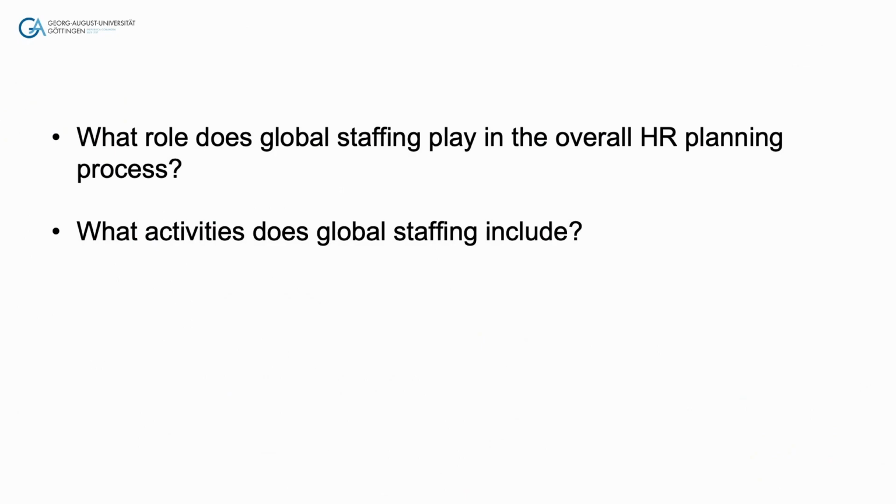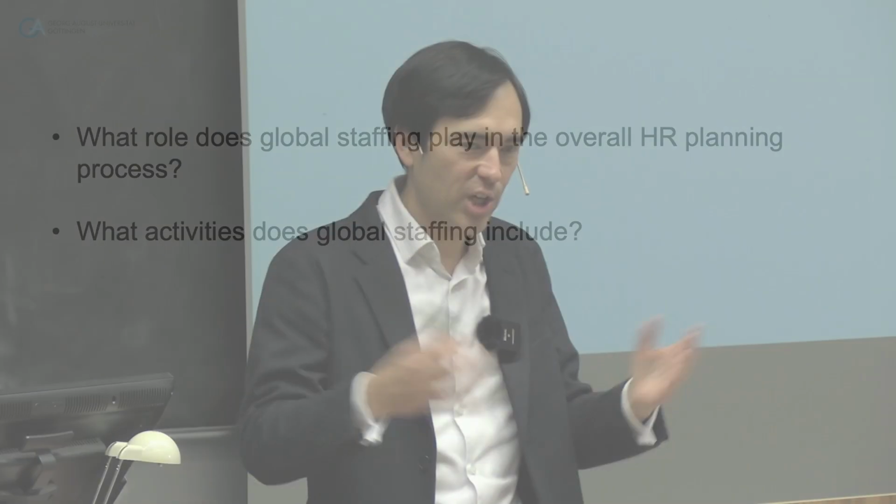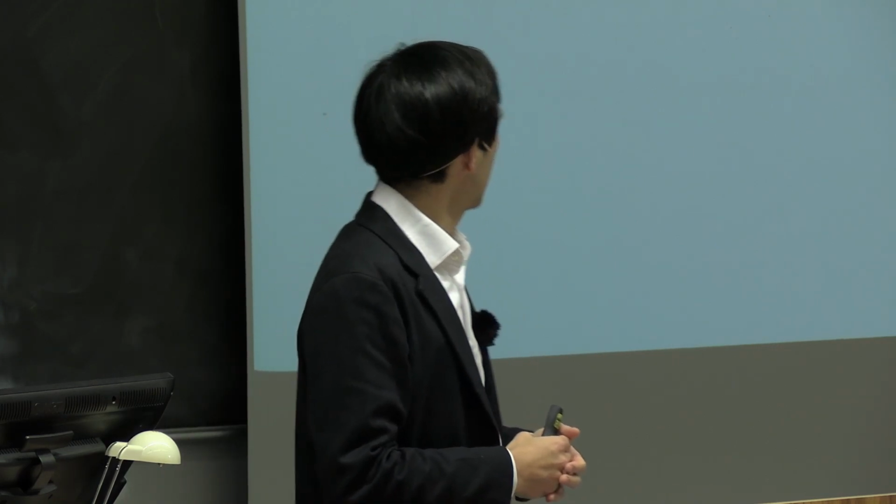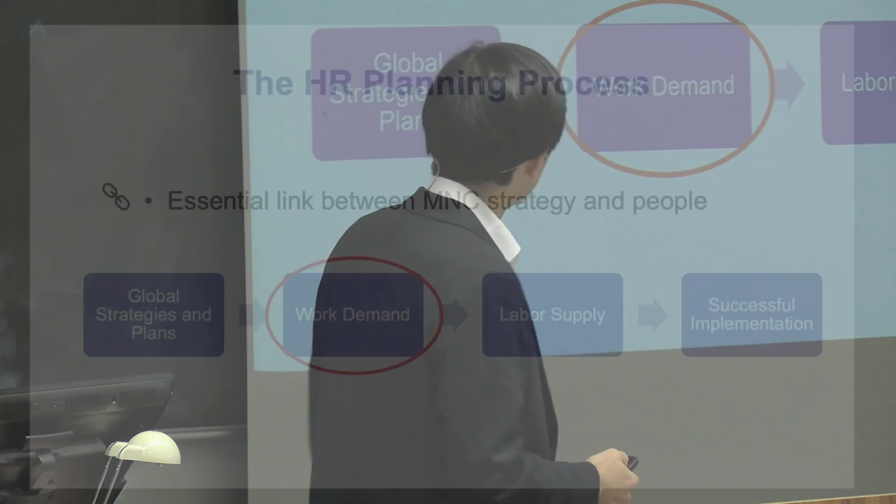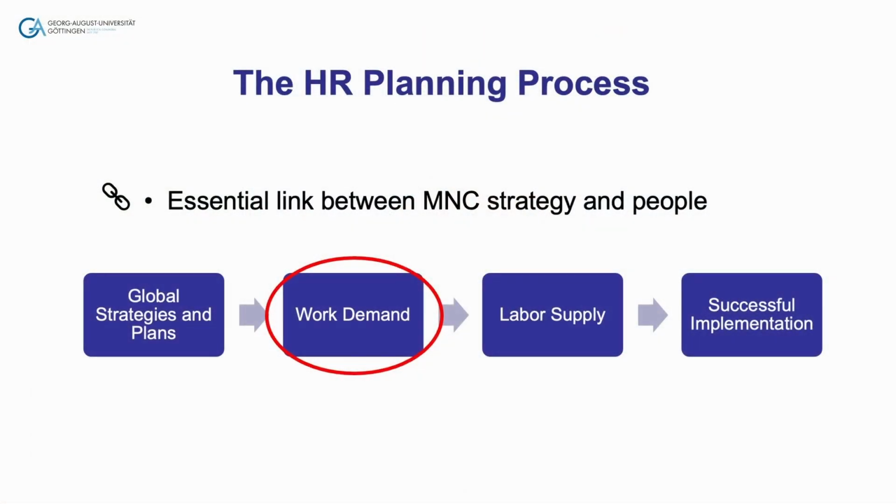Starting with the first one, just to give you an overview: what role does global staffing play in the overall HR planning process? So link it to our previous lecture, and also HR planning in general, strategy, planning, and then staffing would follow. And then also what activities are included in global staffing. Global staffing is a rather broad term, and what is all included we'll discuss in a moment. That figure should be somewhat familiar to you, hopefully from the last lecture, HR planning.